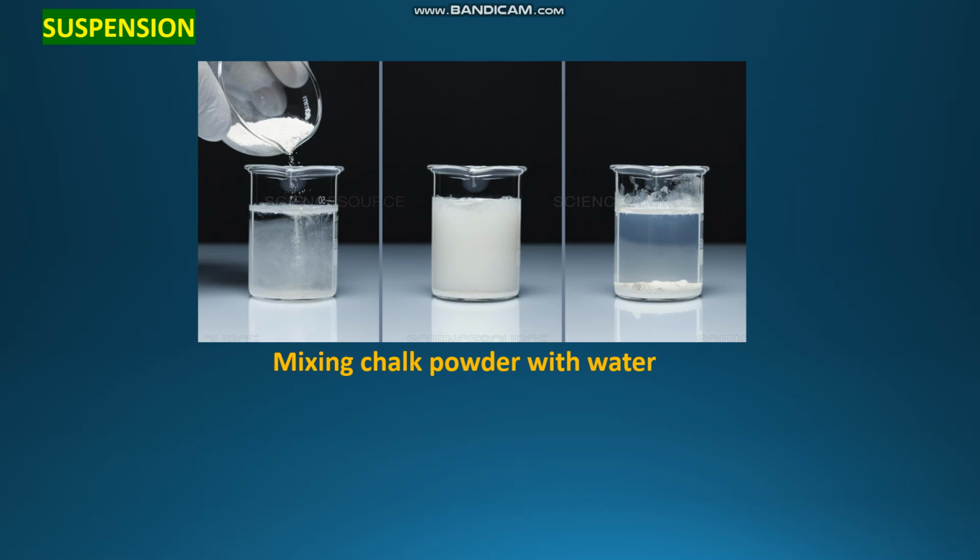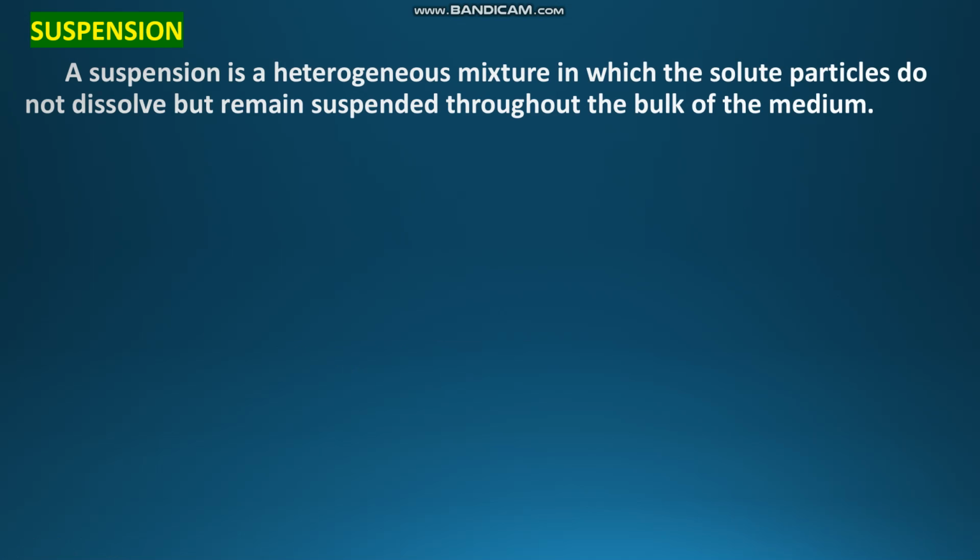Like a solution, so the chalk dust is not dissolving in the water, but we can see throughout the medium, it is suspended here. That is called a suspension. So let us see what is the definition of a suspension. A suspension is a heterogeneous mixture in which the solute particles do not dissolve but remain suspended throughout the bulk of the medium. So it is a heterogeneous mixture because we can see the particles there.